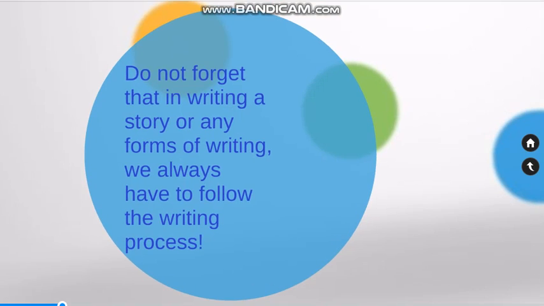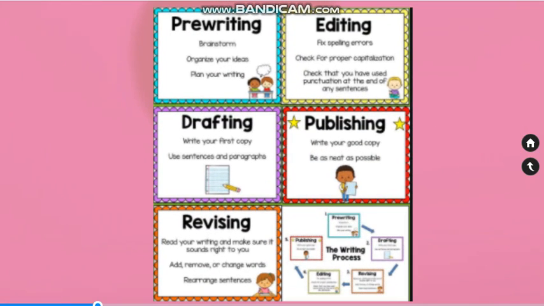Do not forget that in writing a story or any form of writing, we always have to follow the writing process, kids. So what are those writing processes? We have pre-writing, drafting, revising, editing, and publishing. In pre-writing, this is where we brainstorm, we organize our ideas, we plan our writing.